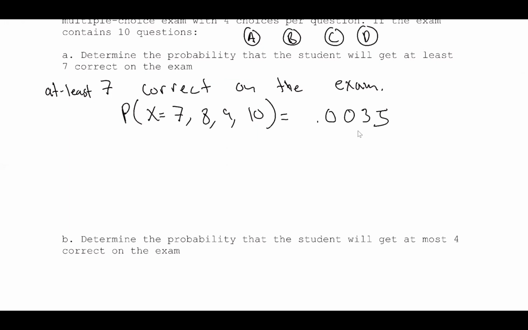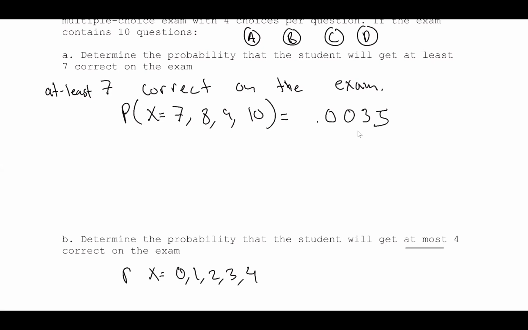All right, so for part B, it says determine the probability that the student will get at most 4 correct on the exam. For this one, the keyword is at most. At most means that's the maximum. So we want them to get 4 questions correct, but it's okay if they get 3 correct, or 2 correct, or 1 correct, or even 0 correct. That's what at most means. So you could get 0, 1, 2, 3, or 4 questions correct.